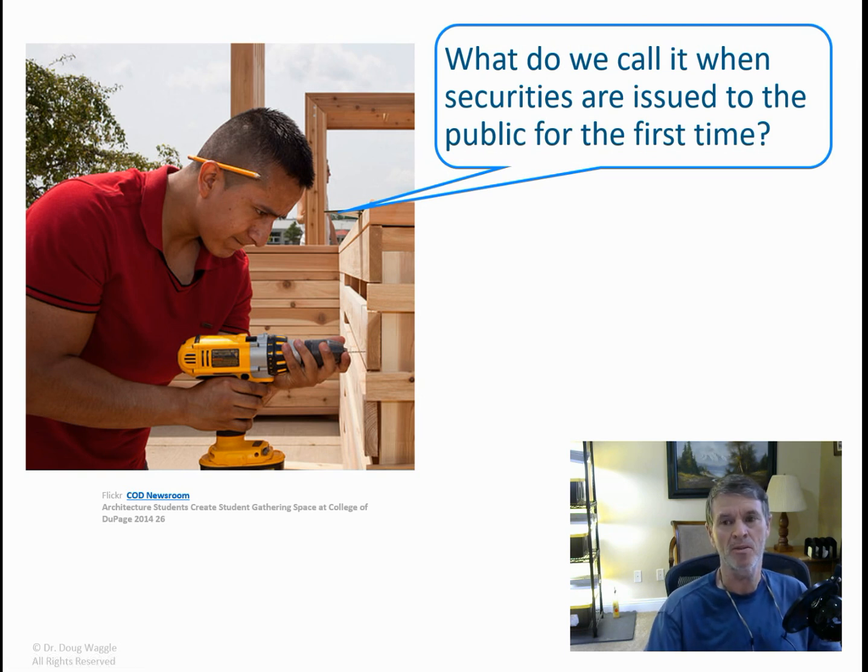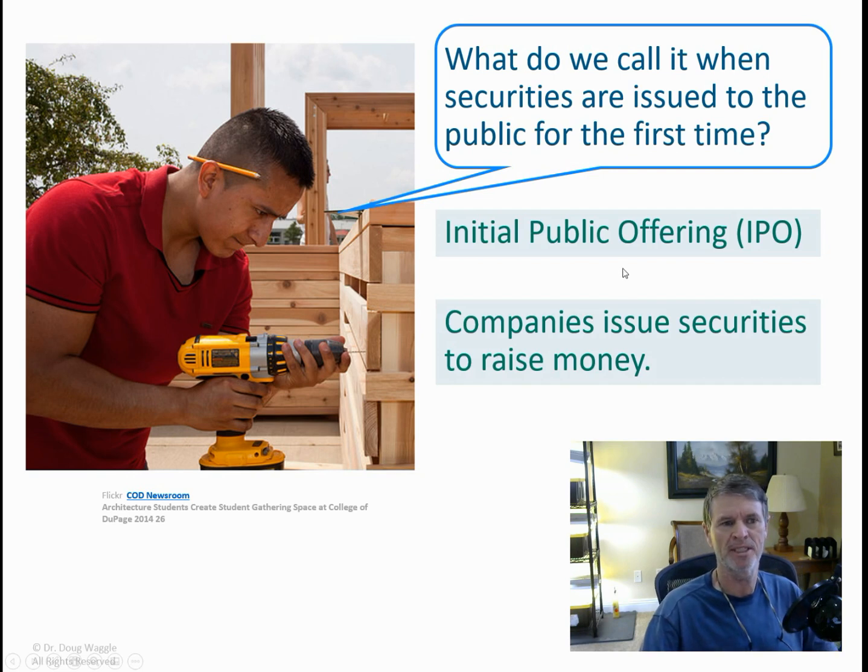So here's acronyms for 100. Let's see if you can get this one. I'll give you a hint: you can answer this with either an acronym or a short term. What do we call it when securities are originally issued to the public? The first time securities are issued, that's called an IPO, or initial public offering. This is where companies get their money to start with, through these initial public offerings.